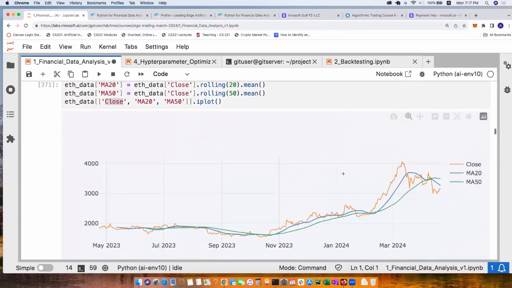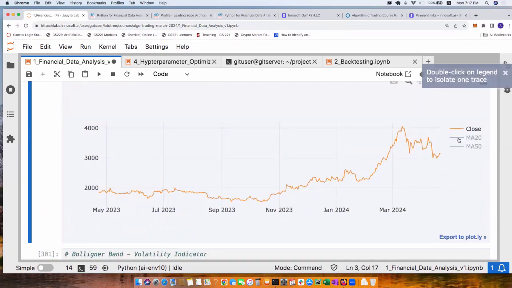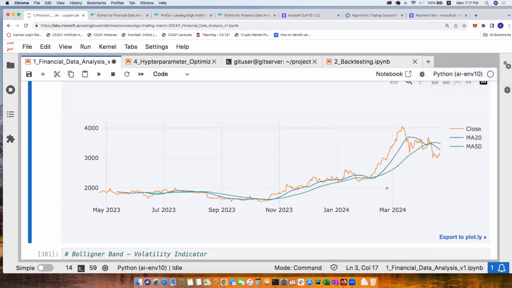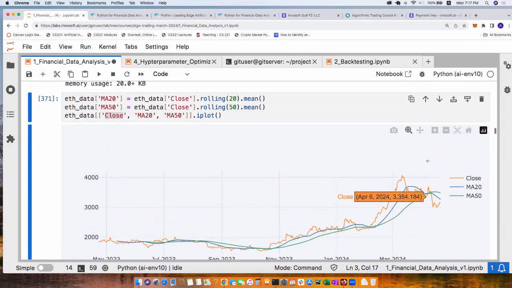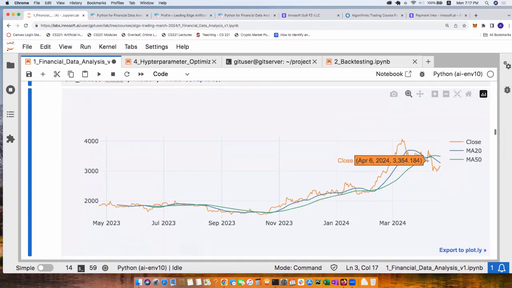So when you do that, this is what you actually see. Here you have the 20-day moving average, then you have the 50-day moving average, and then the orange is actually the price. We're looking at Ethereum here. So how can we use this strategy? Well, there is a simple idea that if the 20-day moving average is above the 50, maybe that's a good opportunity to buy.